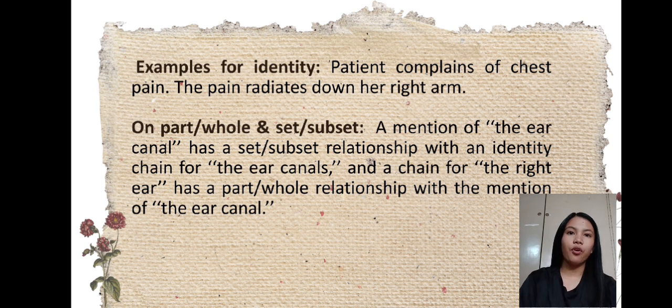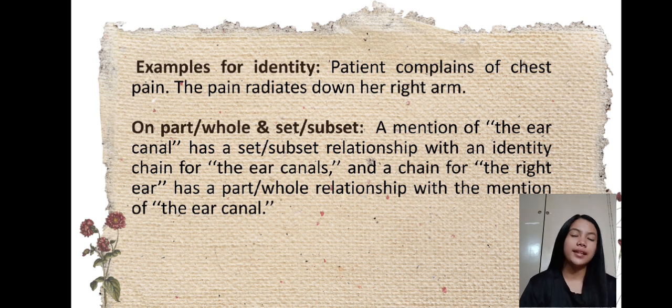the patient. So as for the part-whole relations, these relations involve one expression denoting a part of something, from the word itself, part whole, while the other denotes the whole entity. So as you can see in the example, a mention of the ear canal has a set or subset relationship with an entity chain for the ear canals. So here, the ear canal refers to the specific part, while the ear canals refer to the entirety or the set that includes multiple ear canals.